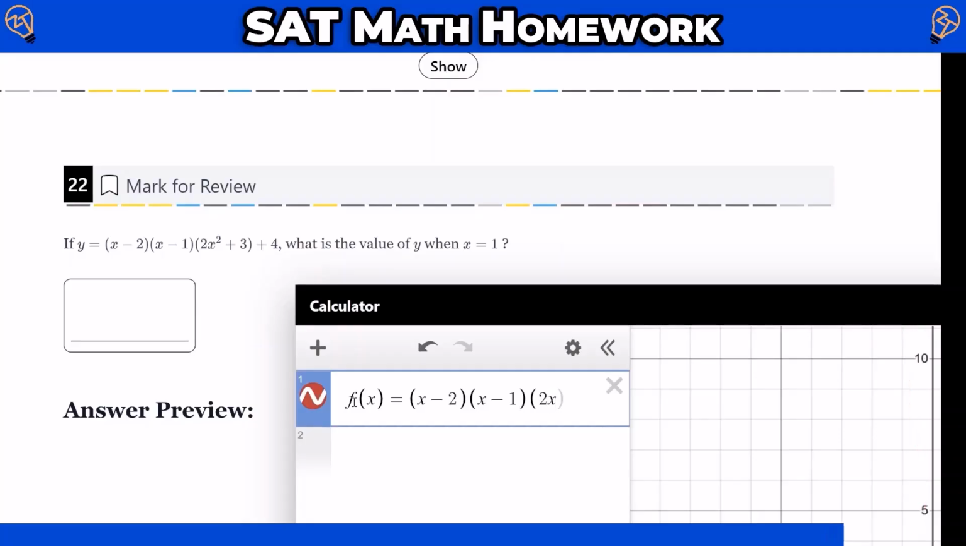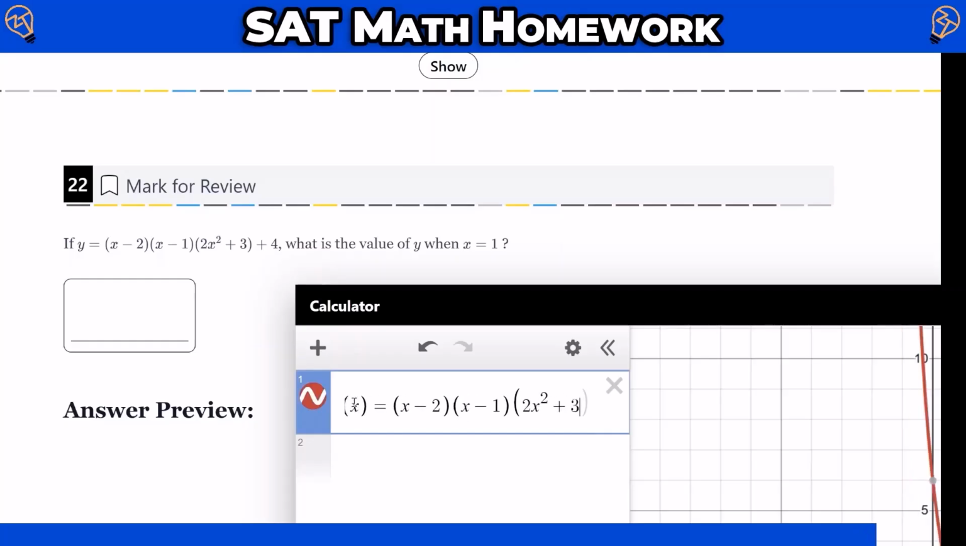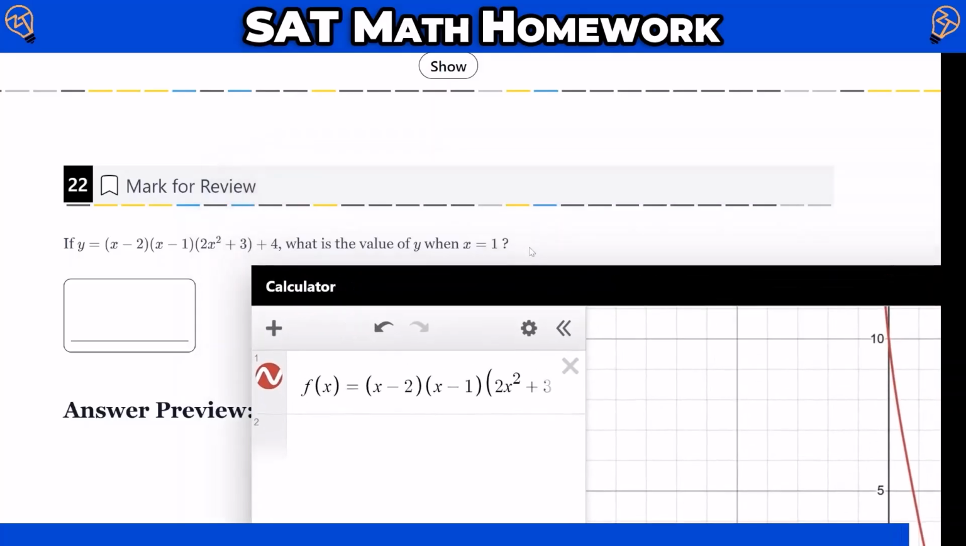You can press Shift 6 to get an exponent. We'll type in the 2, we'll put plus 3, type it all in there. Oops. And then now, if my goal is to input 1, I'm just going to go over here, put f of 1. And I don't even have to close the parenthesis. It just gives me the answer is 4.